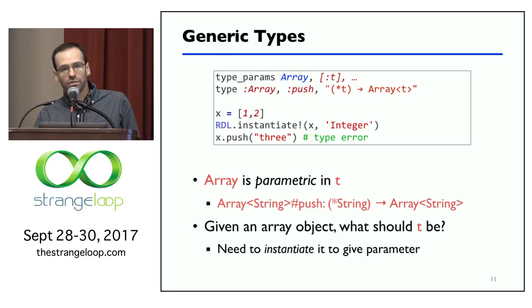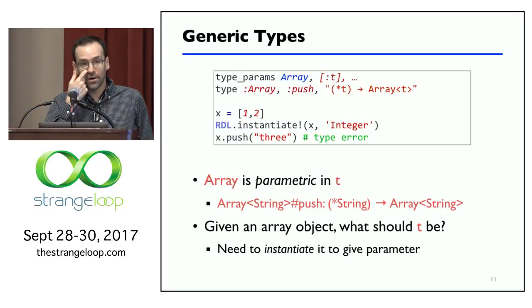So what we do in RDL is we just require the programmer to annotate that. So if you don't supply a type parameter, then RDL doesn't check. It actually allows any kind of contents. But if you want to, you can supply a type parameter. You could say that's actually an array of integer with this instantiate notation. And then if you try to push a string on it, then you'll get an error.